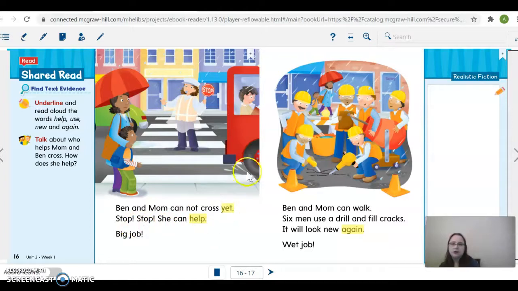So if we look at our picture, we see this lady right here, this woman, holding up a stop sign to stop traffic so that Ben and his mom can cross the street. So this is called a crossing guard. So we're going to head on over to our T-chart again and fill out our job, which is crossing guard, and our evidence. So our evidence would be that in the picture, the woman is holding up a stop sign to help Ben and his mom cross the street. So let's head on over to our T-chart to fill that out.